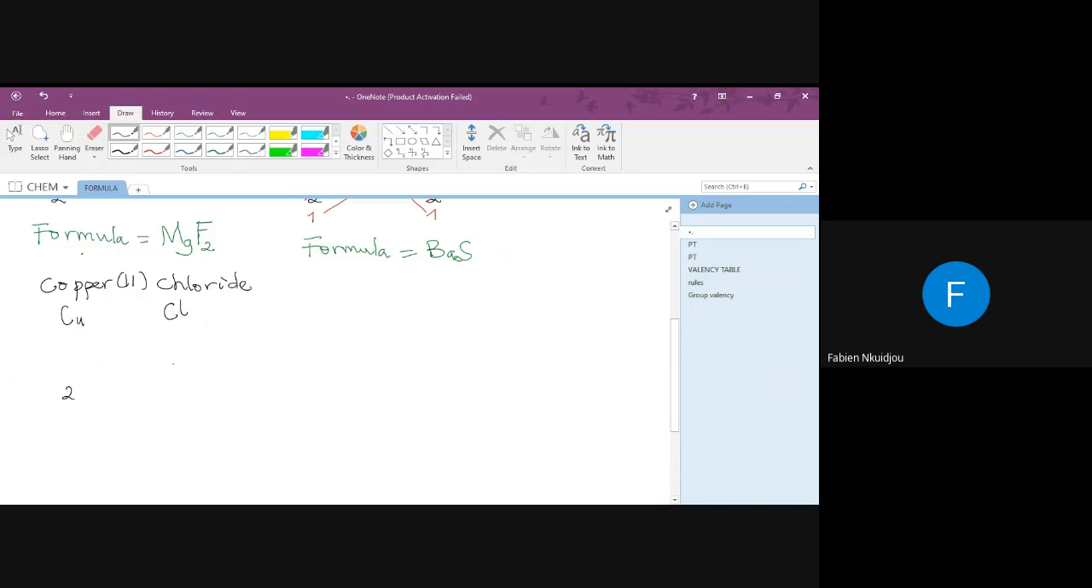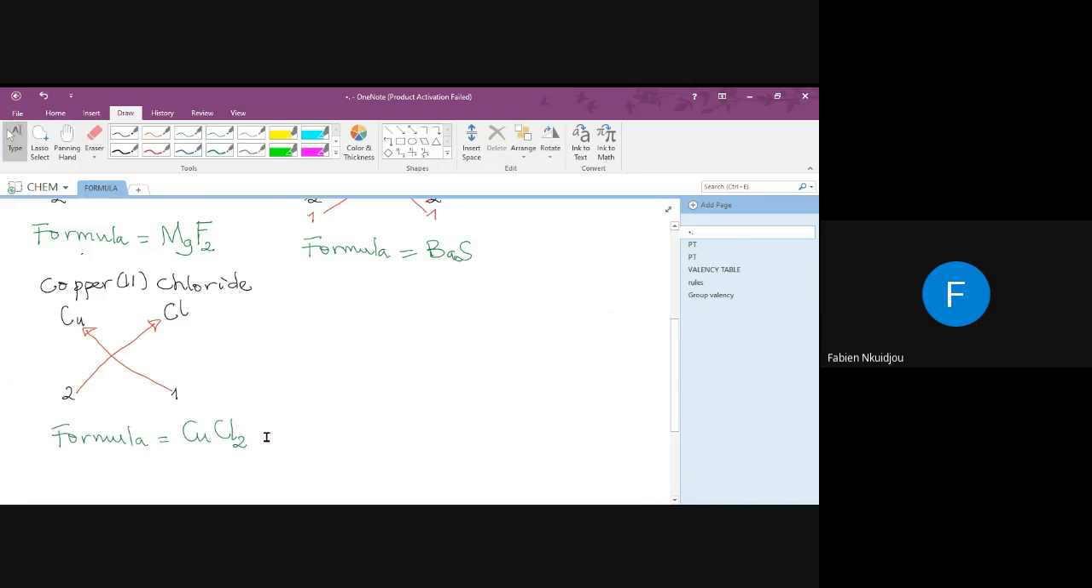What about chlorine? We just saw for chlorine it is 1. Is it possible to simplify? Nope, it's not possible. So let us interchange the valencies. So when we interchange, we have this. So the formula, therefore, of copper 2 chloride is CuCl2. That is the formula of copper 2 chloride.